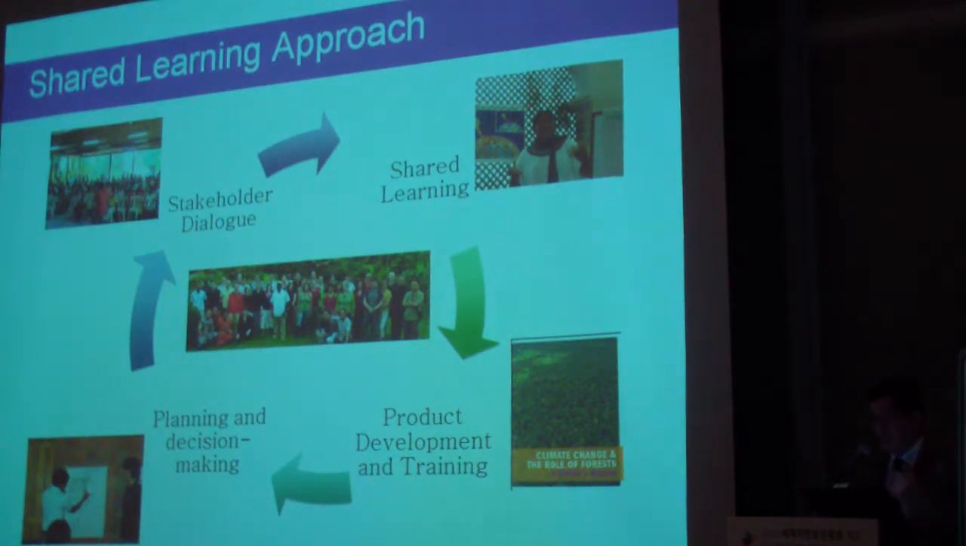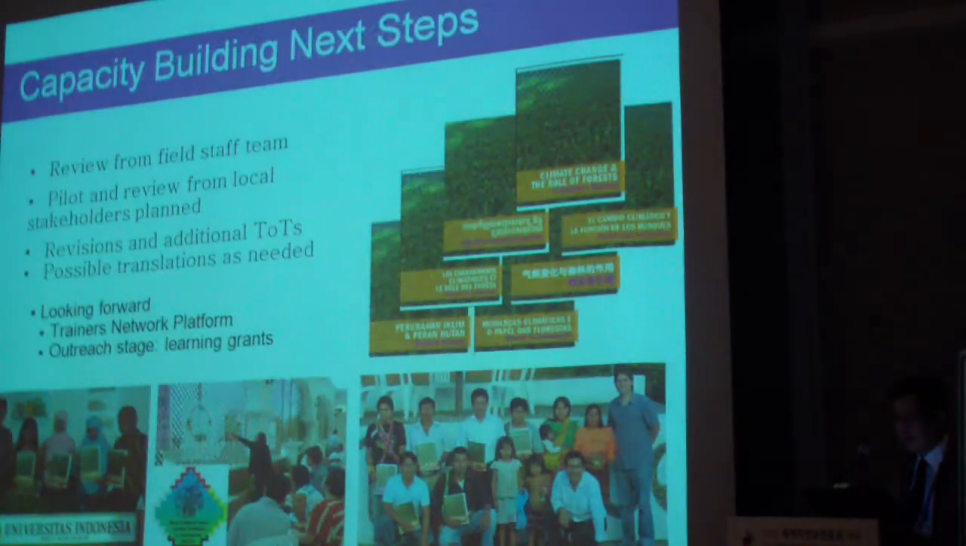Basically, based on the experience, when we looked at the role of the forest and prepared a manual, there was a stakeholder dialogue. We started with a lot of stakeholder dialogues. There was a lot of shared learning, and a lot of this dialogue and shared learning came into the product that we developed for training, which eventually can be used for planning and decision making. And then the circle goes back, presenting them to the different stakeholders, and if they have additional inputs, we could strengthen the document further.